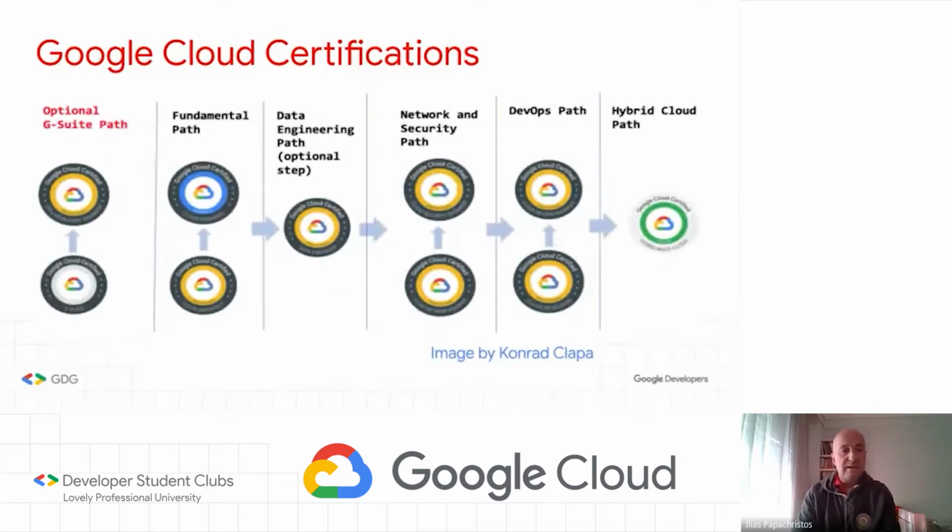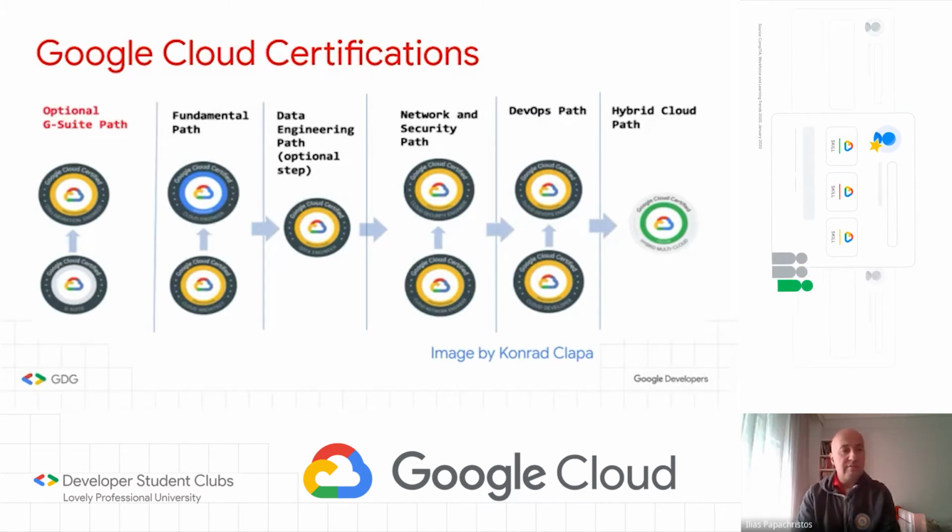So this picture is created by Konrad Klapa. He's a lead cloud architect from a company in Poland, and he's one of the few people around the world that has all the certifications of Google Cloud. As you can see on the left side, there are two: the G Suite and the collaboration. The G Suite will finish; it doesn't exist anymore. So the people that have it will not be able to renew it, will not be able to give the examination, but you can give the examination for the collaboration.